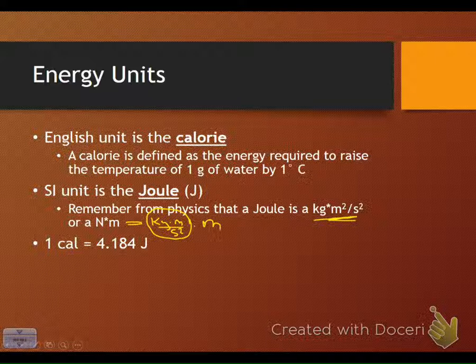A joule is very small. It's even smaller than a calorie. It takes, as you can see in the third bullet, 4.184 joules to equal a calorie. And that number, that conversion, is defined by water, the specific heat of water. If you remember from pre-AP, the specific heat of water was 4.184 joules per gram degrees Celsius. That property is the definition of the calorie.